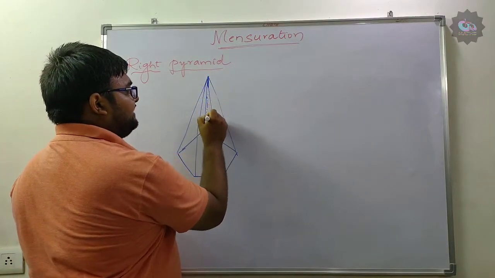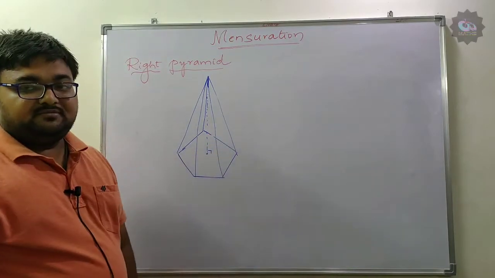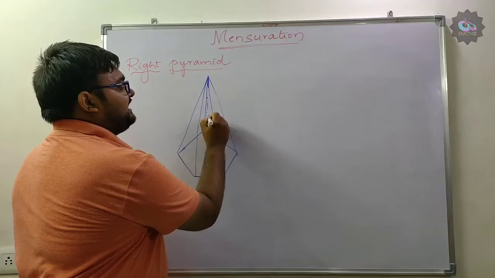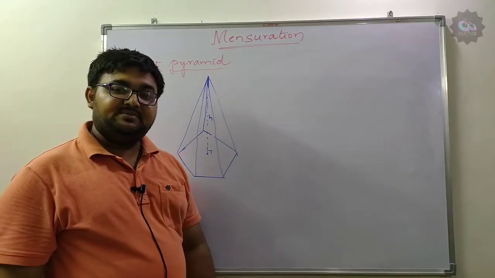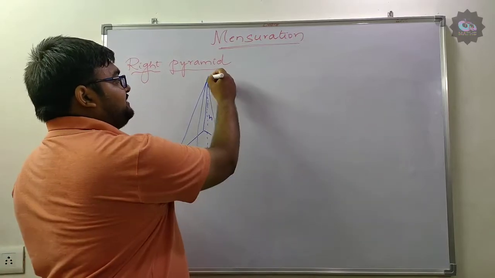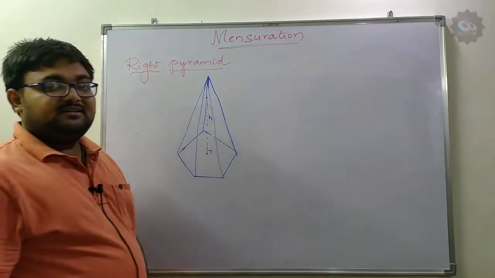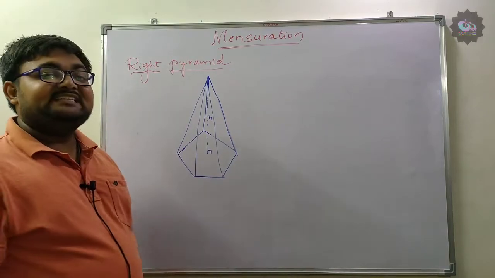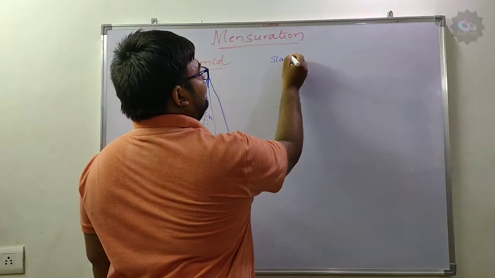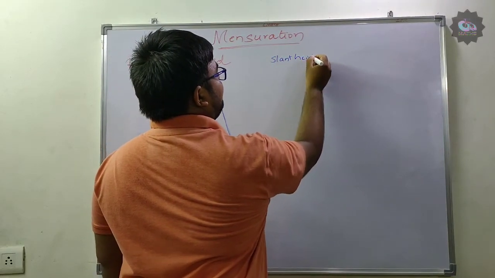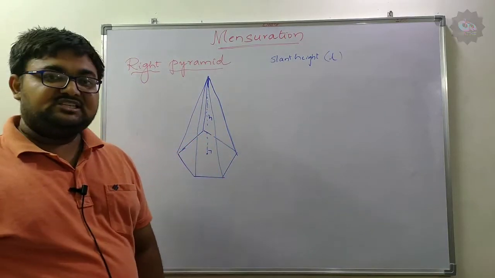Now when you consider the center of the base, if I connect from the center of the base by an imaginary line, this will be perpendicular to my base, so this I call the height of the pyramid. So this is the height of the pyramid, and these particular lengths we call the slant height. So here we have one new word, slant height, which we represent by the letter small l.